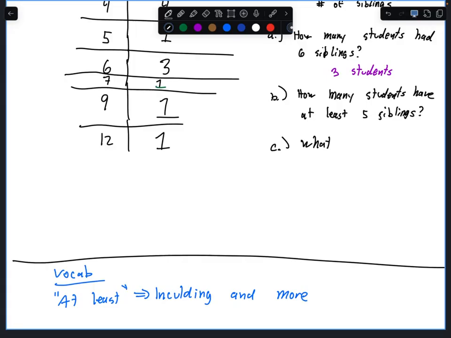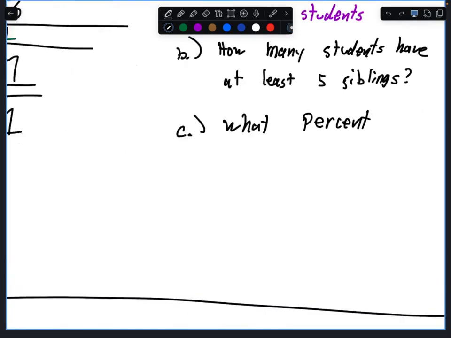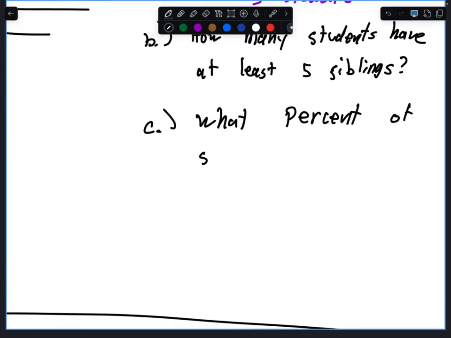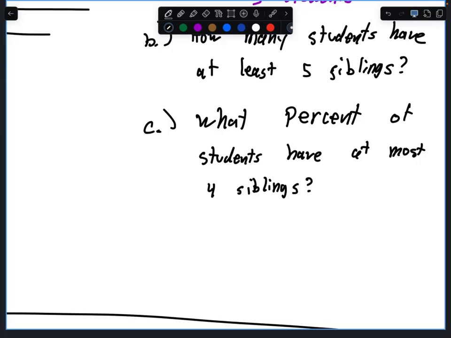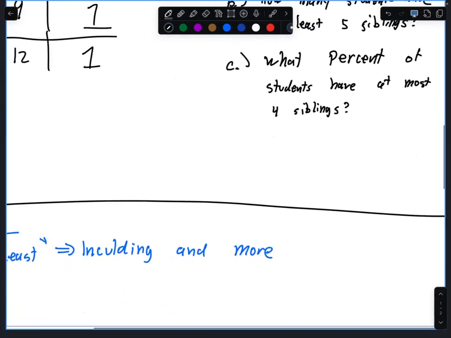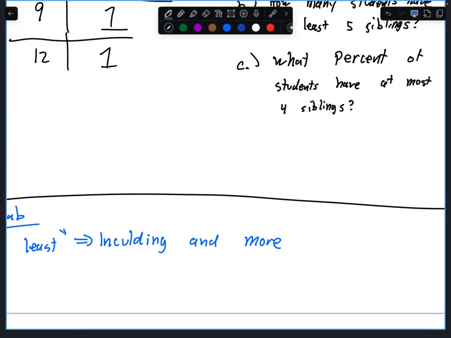So what percent of students have at most 4 siblings? Okay, now this is a double problem. This is the last problem we're doing because it is at a little extra level here. At most.